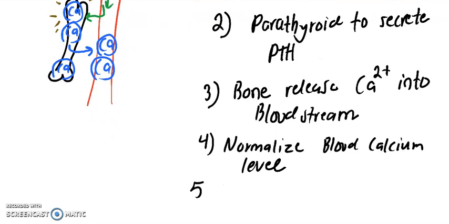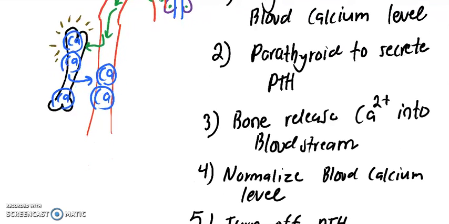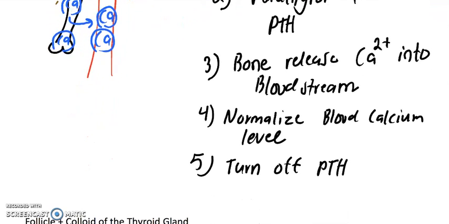And now step 5, we are going to turn off PTH secretion, because you don't want all your calcium leaving your bones. Once the problem has been addressed, we're going to turn off PTH secretion. Hopefully in a normal human being, this is what's going to happen.